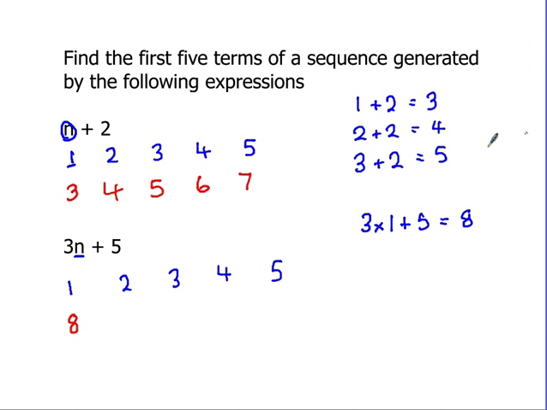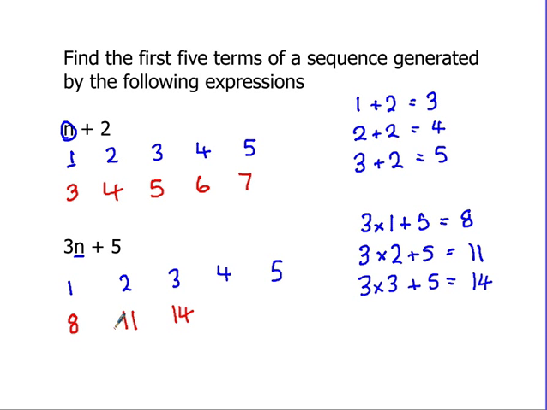For the next one, we're going to put 2 into here for the value of n for the second term. So 3 times 2 plus 5. Well, 3 times 2 is 6, plus 5 is 11. So the second term is 11. Third term, we're just going to put 3 into here for n. So we've got 3 times 3 plus 5. 3 times 3 is 9, plus 5 is 14. So the third term is 14.